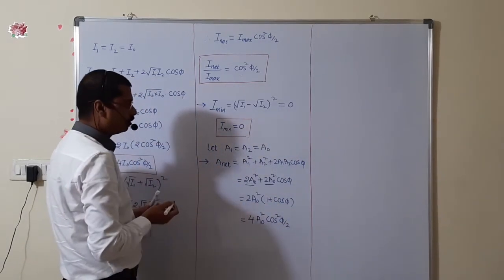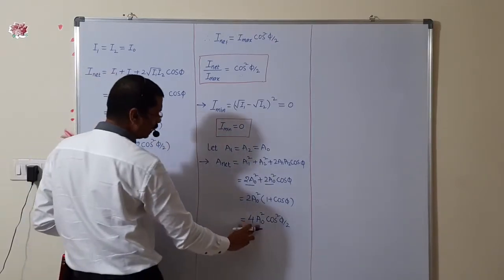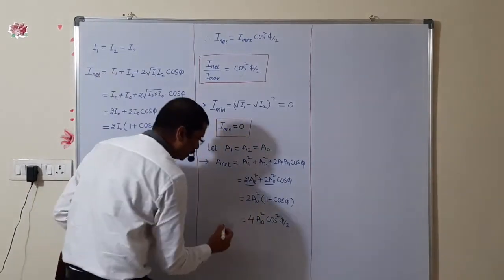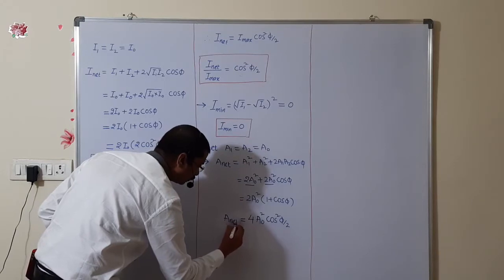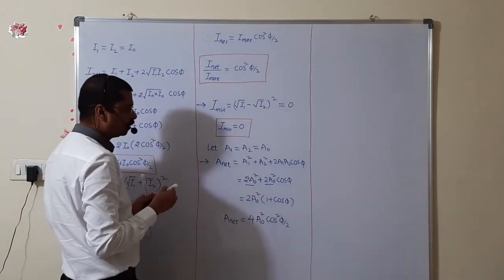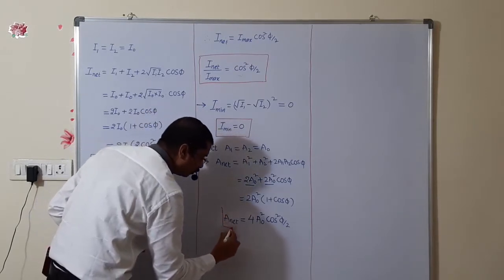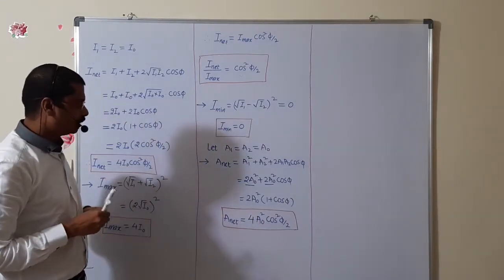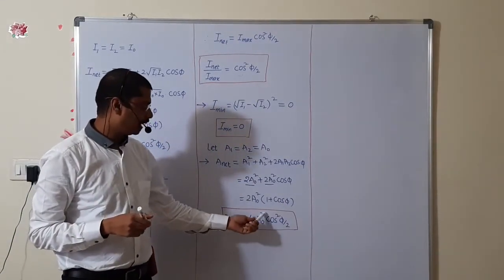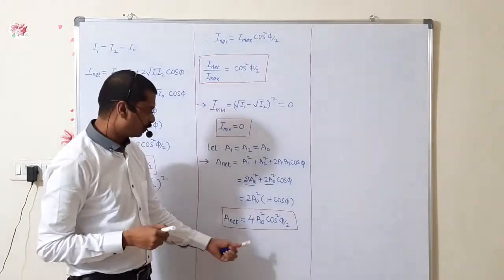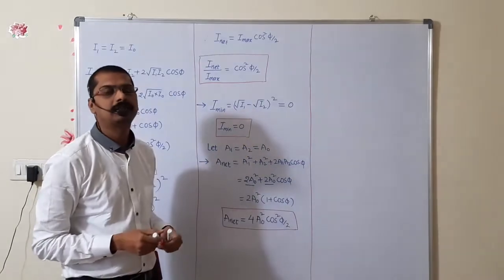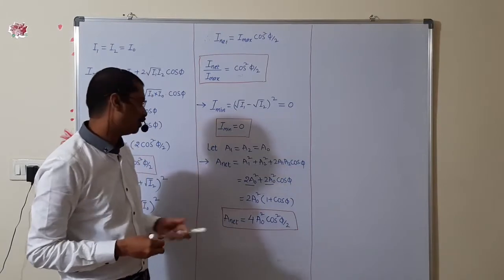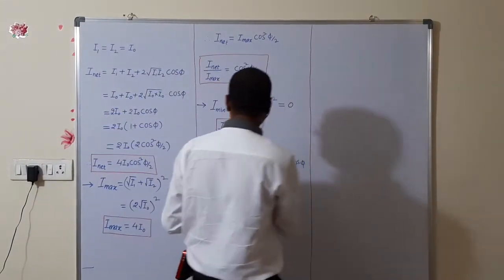Here A naught square we can write as I naught, so this is the A net value. Whenever two individual waves have identical amplitudes, we can find A net squared is equal to 4 A naught square cos square phi by 2. Here 4 A naught square we can write as the maximum intensity, that is A maximum. Here also we can take the ratio, and again we can find this value in terms of intensities.